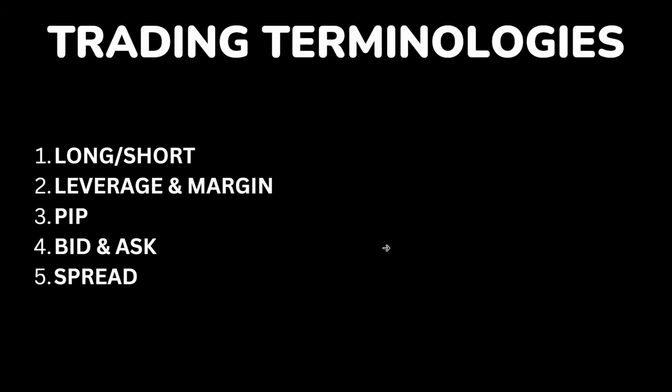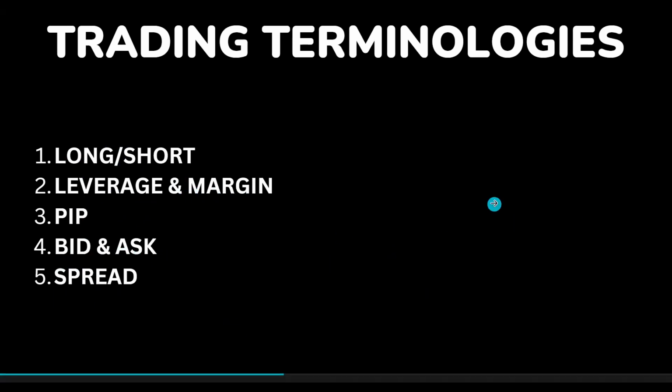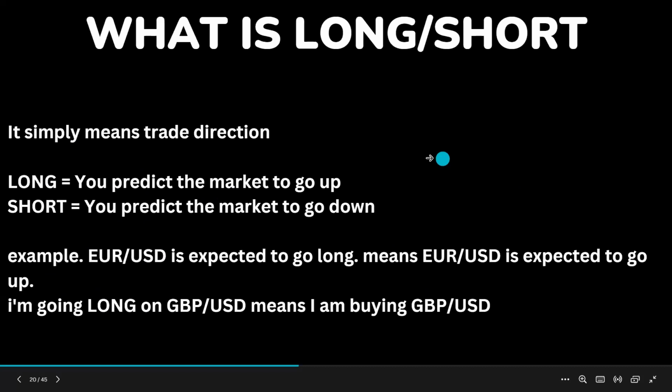The first one is long or short. I'm going to be explaining each and every one. The second one is leverage and margin. The third one is PIP, bid and ask, and spread. Now, what is long or short?